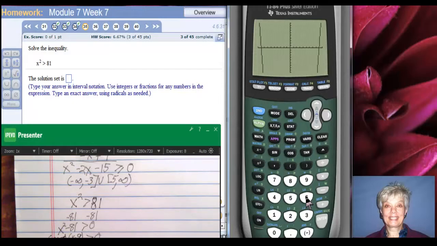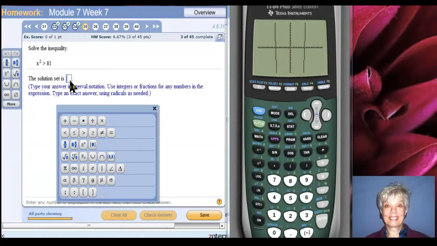There we go. Now, you know that this is a parabola, and it's a cupped up parabola. But I am going to move out a little bit. We'll say negative 20 to positive 20. Let's see if that's better. I'm not going to go all the way down where this loops around and comes back up. What we're looking for is where is the graph above the x-axis? So it's going to be above the x-axis to the left of negative 9 and to the right of positive 9. But notice that there is no equals to bar, so we're not actually including negative 9 and positive 9 in our answer.